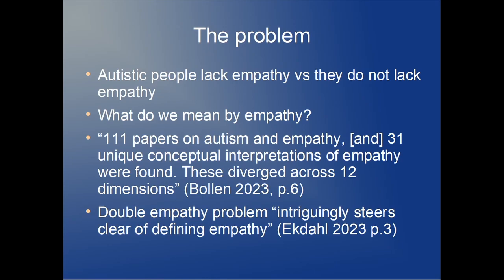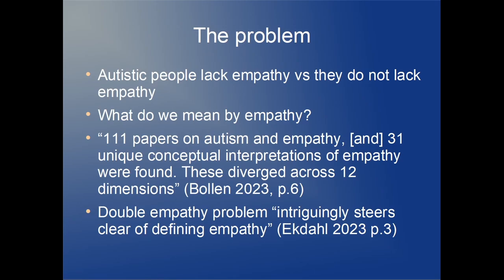One problem with this is that empathy is very difficult to define, and I'm going to discuss various different aspects of empathy. So, for example, a recent study has looked at papers on empathy and autism. It looked at 111 different papers and it found 31 unique conceptual interpretations of empathy that diverged across 12 dimensions. In other words, the scientific papers on empathy would often use quite different definitions of empathy.